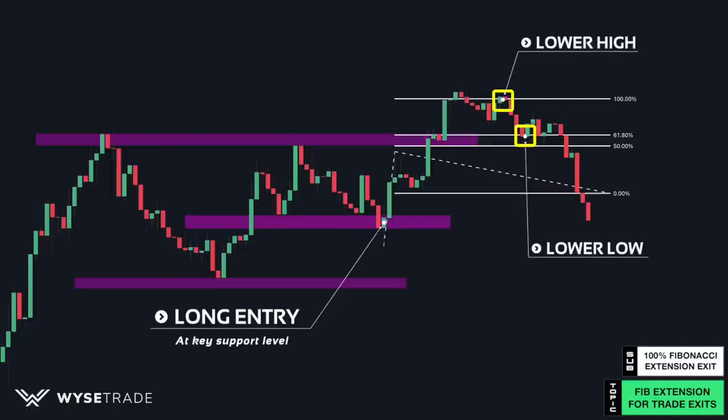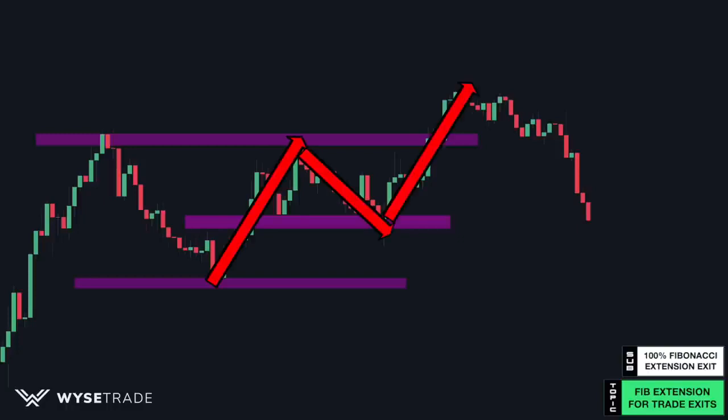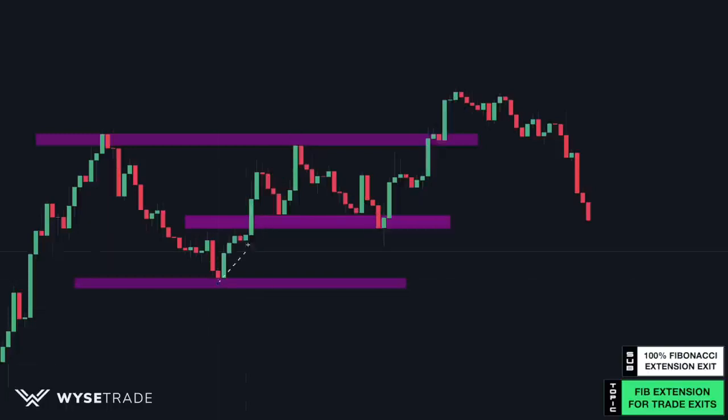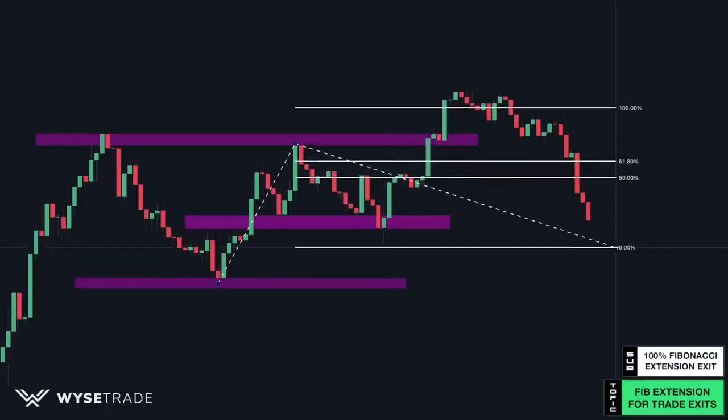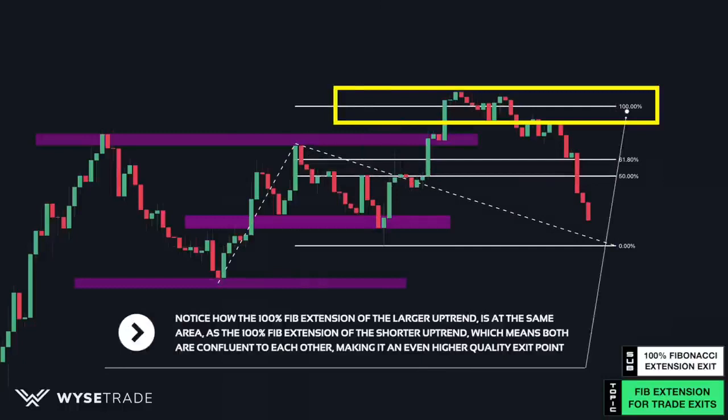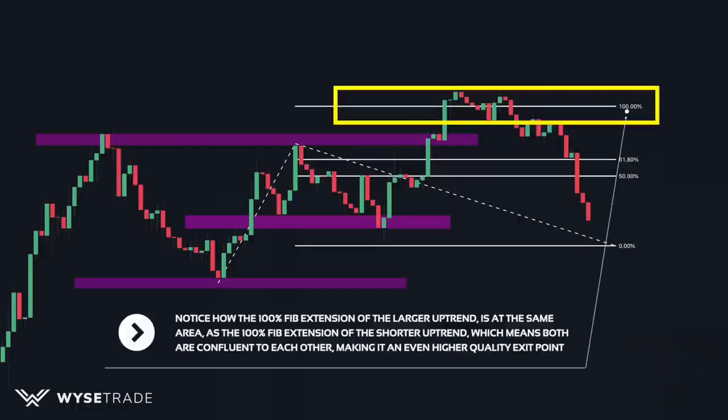Now here's a bonus technique. You can also apply the fib extension tool onto the larger uptrend here. Notice how the 100% fib extension level of this larger uptrend also lines up at the same area of the 100% fib extension level of the short-term uptrend, which means both are confluent to each other and makes the area an even higher quality exit point. So moving on to the next topic.